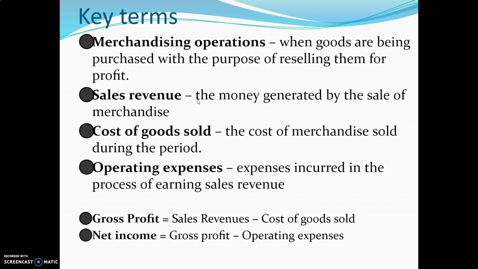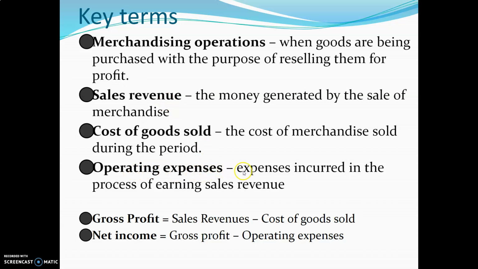So here's some key terms to kick this off. Merchandising operations is when we have goods that are being purchased with the purpose of reselling them for profit. We've got sales revenue, which is the money generated by selling those goods. And then we've got the cost of goods sold, the cost of the merchandise that you're selling during the period. For example, if I'm selling hot dogs, I have to buy the buns and the hot dog, and that would be our cost of goods sold. Let's say it costs 50 cents for a hot dog and 50 cents for a bun. Then the cost of goods sold for that one hot dog would be $1. Now the sales revenue, maybe I could sell that hot dog for $2. Then our sales revenue would be $2.